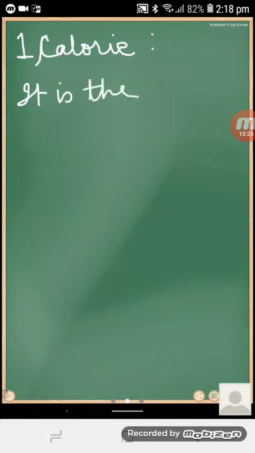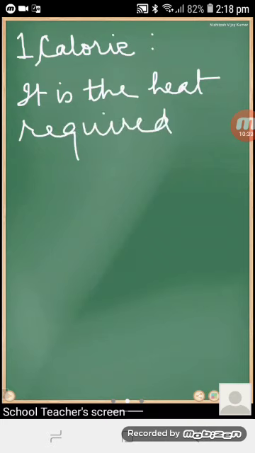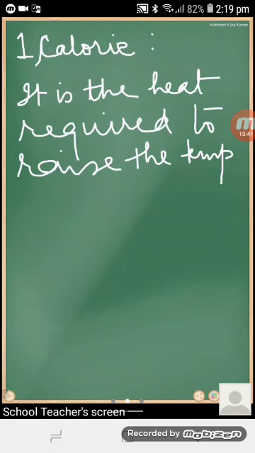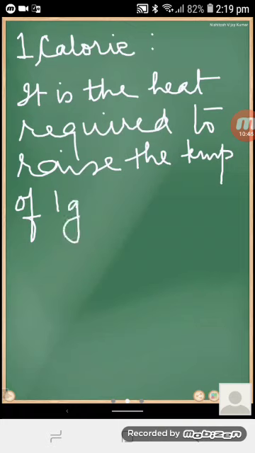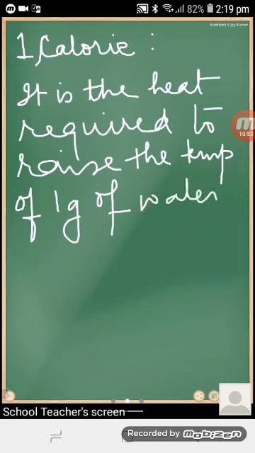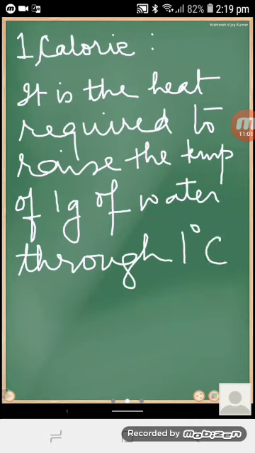Fine. It is the heat required to raise the temperature of 1 gram of water through 1 degree centigrade.